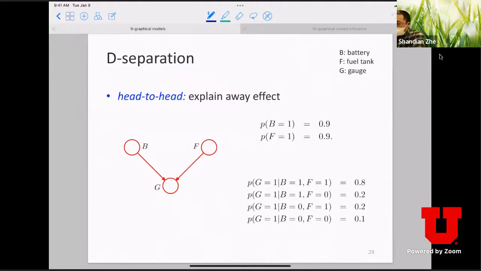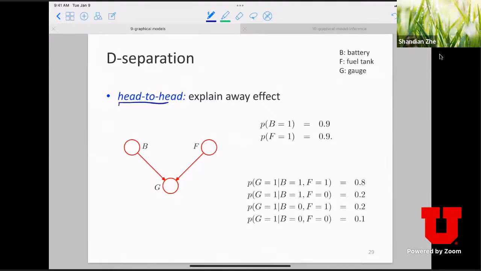For this head-to-head structure, we also want to introduce a known effect. It's called the explaining away effect. It's a well-known property of Bayesian networks. So what does the explaining away effect mean? We use a concrete example to illustrate it.